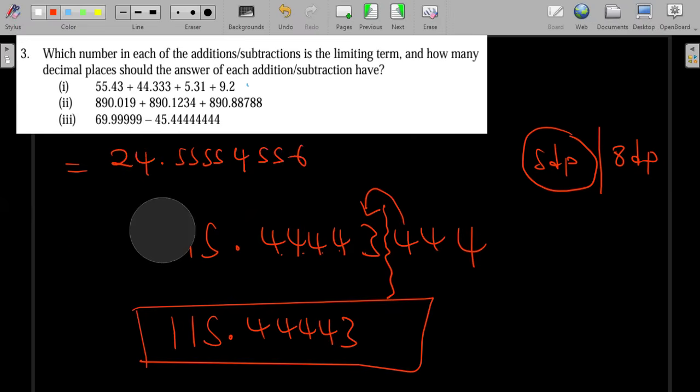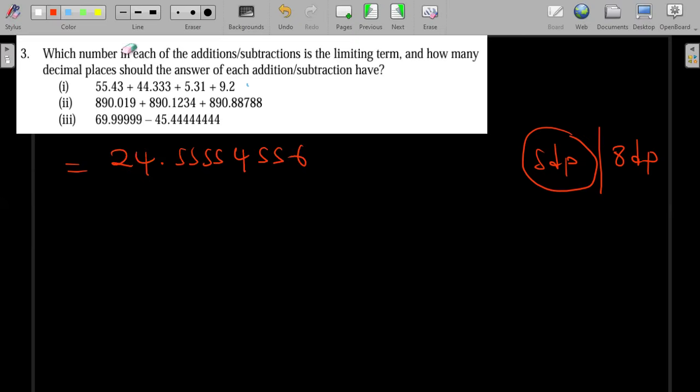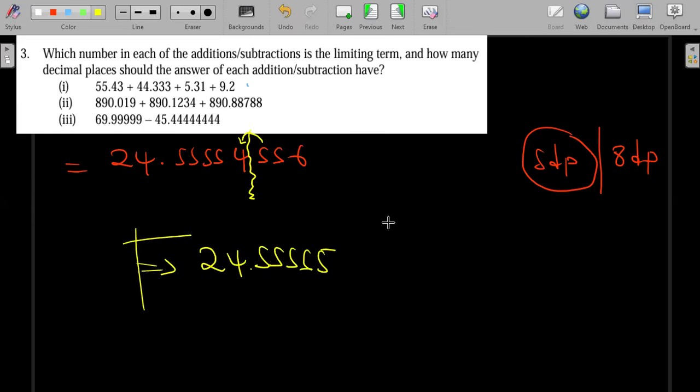Okay, so let's round this number off to 5 decimal places. So 5 decimal places means we're going to round it off from here. So we're rounding off this 5 to this 4. So this 5 is equal to 5, so we're going to add a 1 to this 4 here. So we're going to say the final answer is 24.55555. So this one here will be our final answer there. Okay, so any questions there?